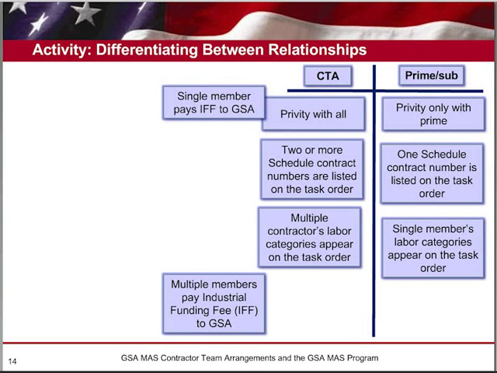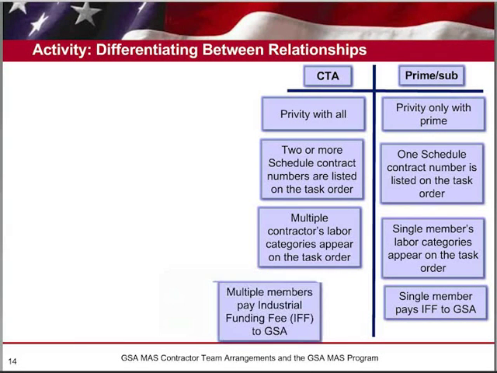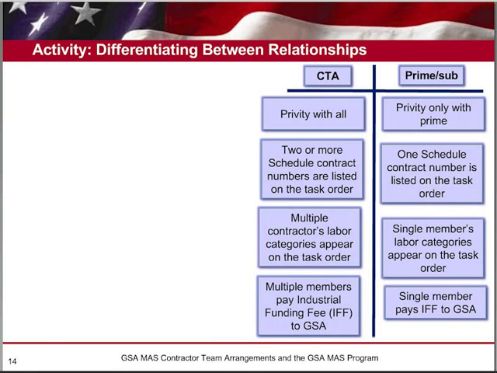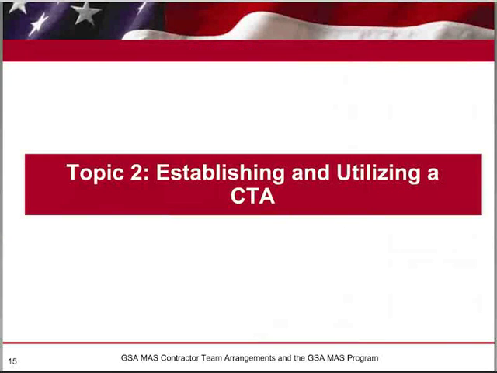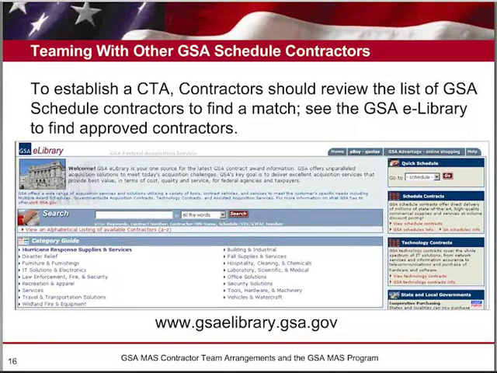So now we're going to get into topic 2, which was really going to talk about establishing and utilizing contractor teaming arrangements. One of the great electronic tools that GSA has is eLibrary, and it gives you an opportunity to review scheduled contracts and see which contractors are on which schedule, and this can give you an idea about where you can start forming in the vendor community those teaming arrangements and those teaming partners.